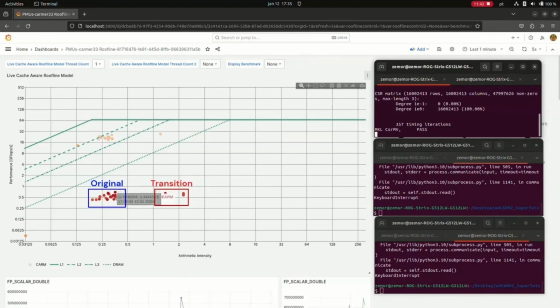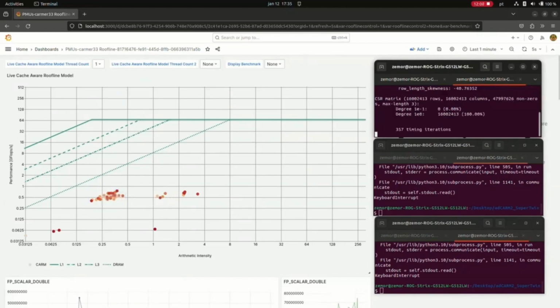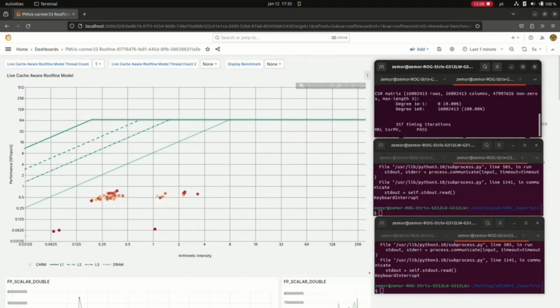And I'm now going to switch over to the RCM reordered matrix and show you how the dots will move up and to the right as we get a better arithmetic intensity and more gigaflops. So all I did was stop the other execution and start it up again using the RCM matrix. So now we have a little bit of downtime between the readings, but we should now see our dots in a moment, and they will be substantially higher.